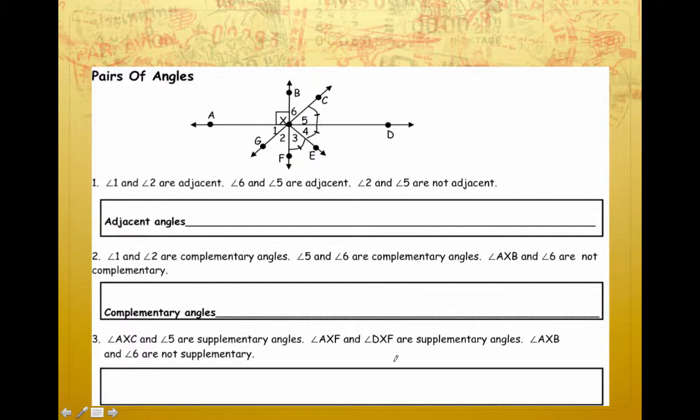Okay. 1 and 2 are adjacent. 2 and 5 are not. So the question is, what do you suppose adjacent means? Well, it kind of means the same thing it does in the world. It means next to. So it means they share a side.